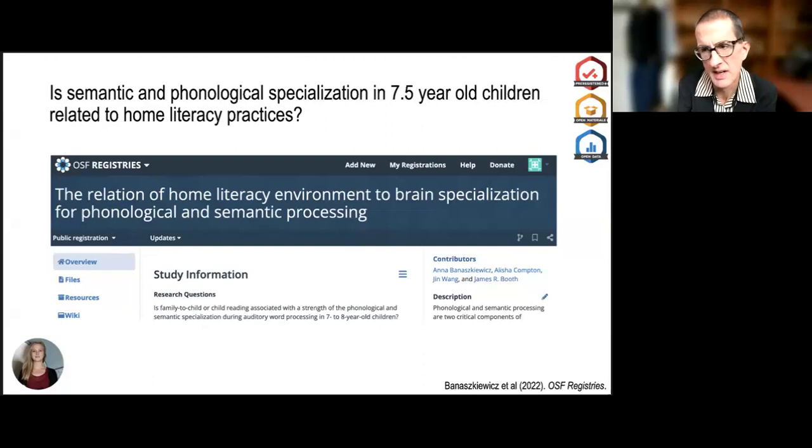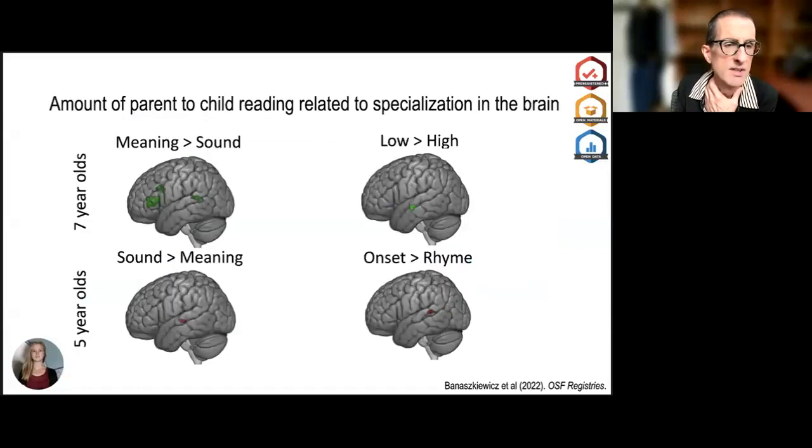going on, and some preliminary analyses of that pre-registration, looking to see whether the home environment influences phonological and semantic specialization. So here we had a pre-registered study where we asked whether parent to child shared reading was related to the amount of specialization in 5 and 7-year-olds. This says just 7-year-olds, but we also have the parallel pre-registration for the 5-year-olds.